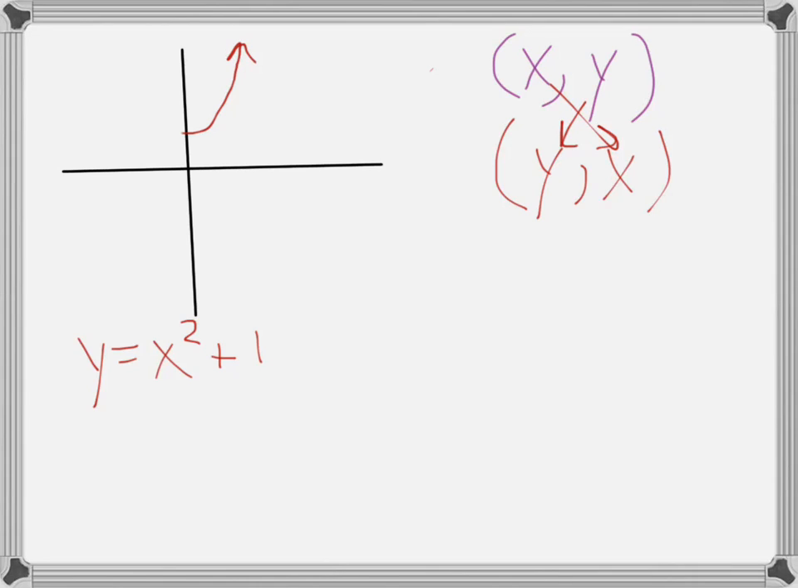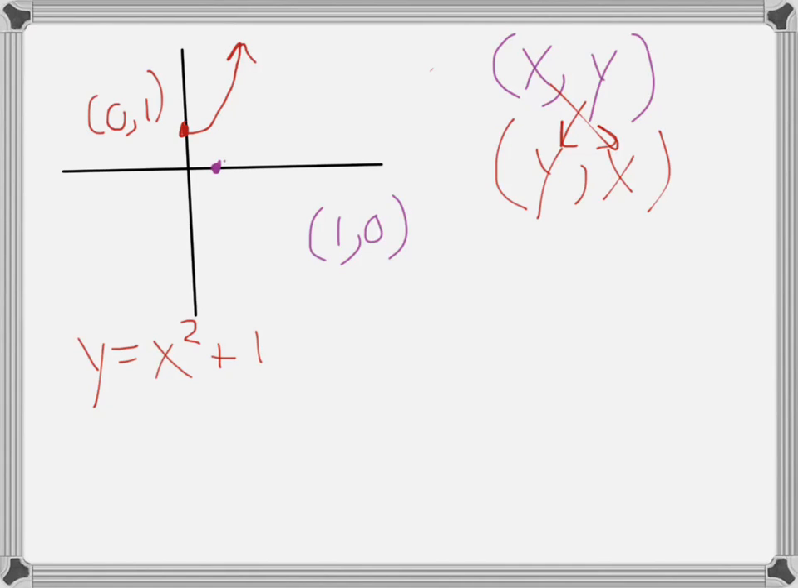So let's take the first point here in red, which would be 0, 1. That's this dot right here, right? Well, the inverse in purple would be 1, 0, right?